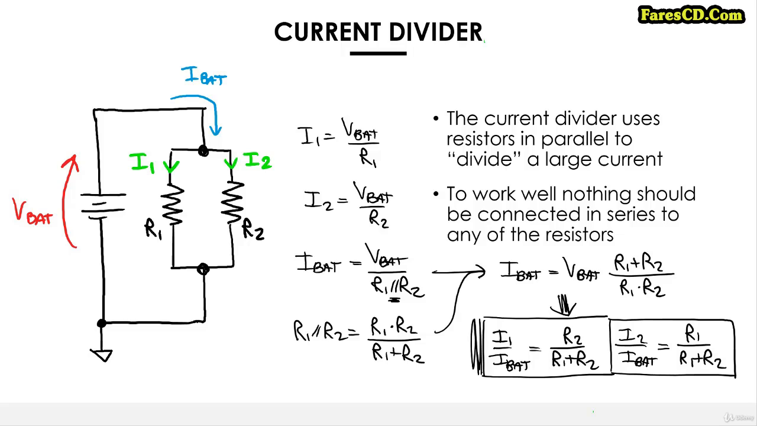You see here we are calculating I1 over IBAT, and the result is R2 divided by the sum of the resistors. And at the same time, when we want to calculate the current I2, we have R1 divided by the sum of the resistors. This is the opposite of what you get if you are calculating the voltage over this resistor in a voltage divider. This might seem strange, but it's very intuitive.